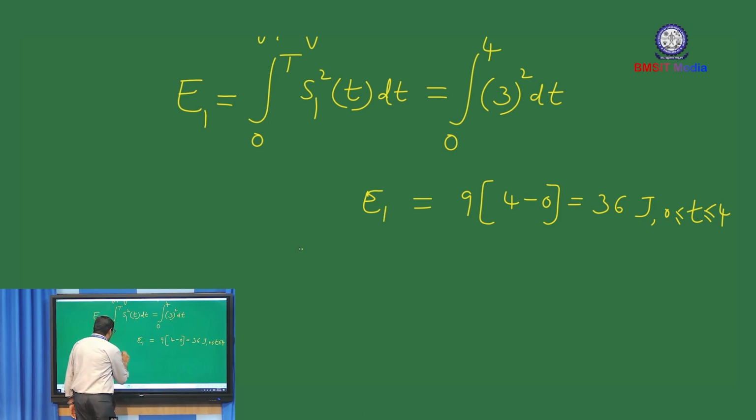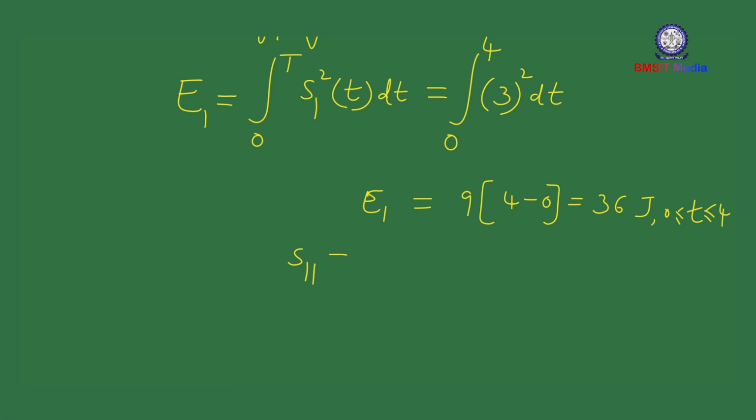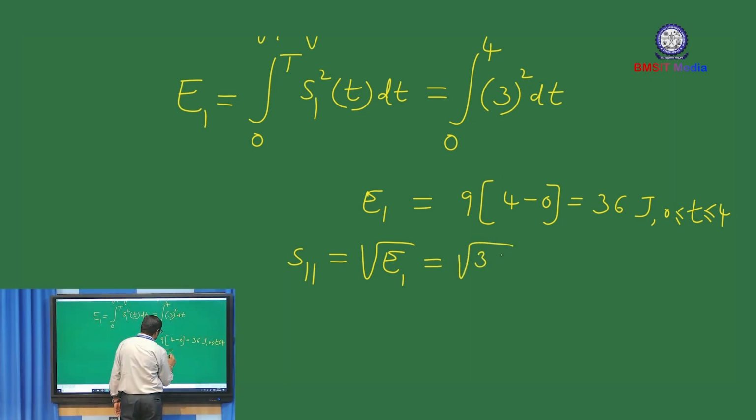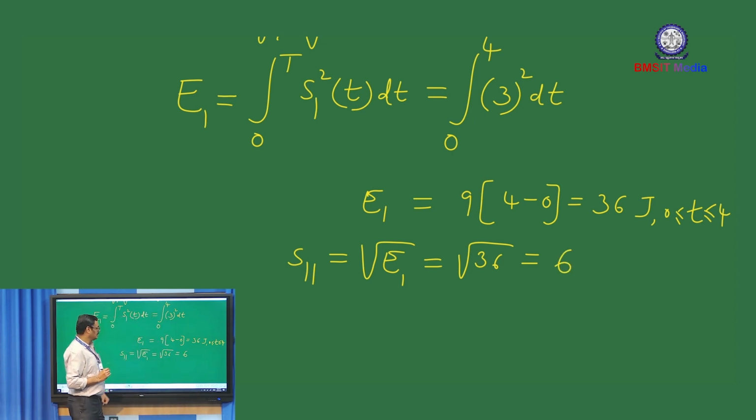Then S11 is equal to square root of E1, which is equal to square root of 36, which is nothing but 6. So I could find out what is the value of S11. Next is finding the value of pi 1 of t.